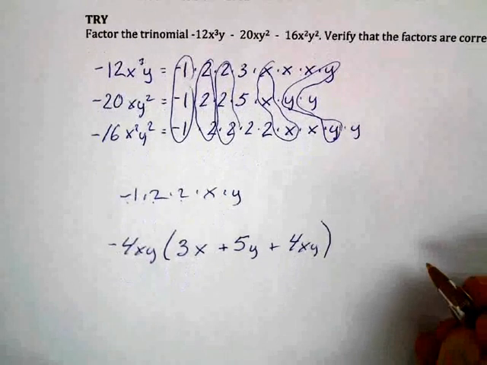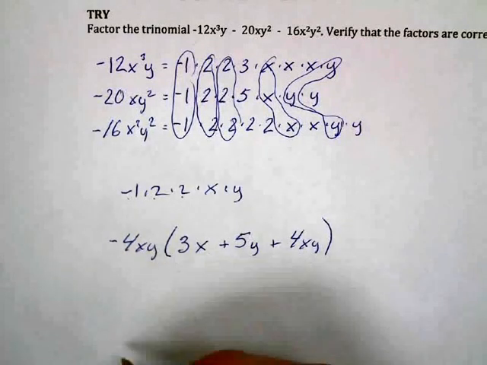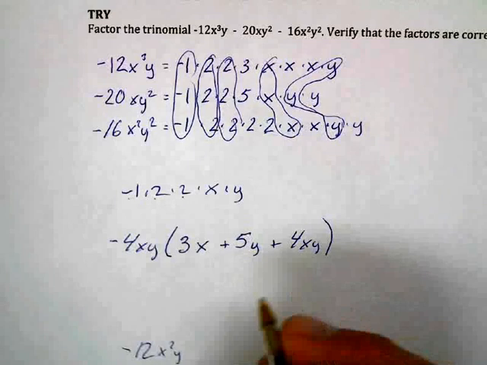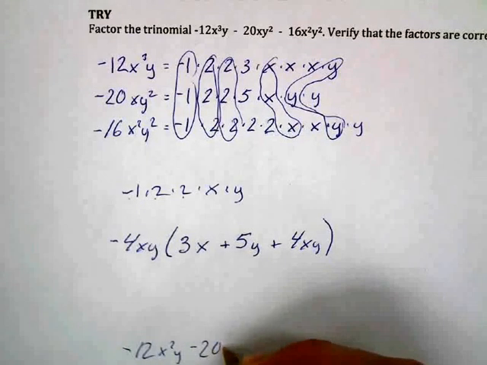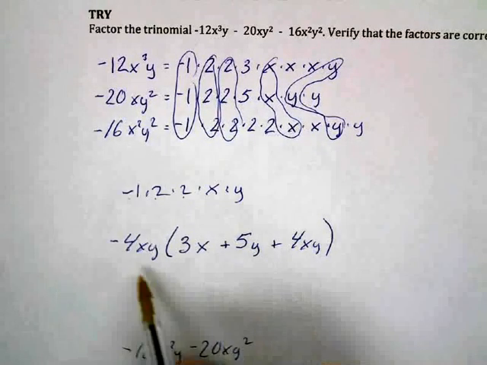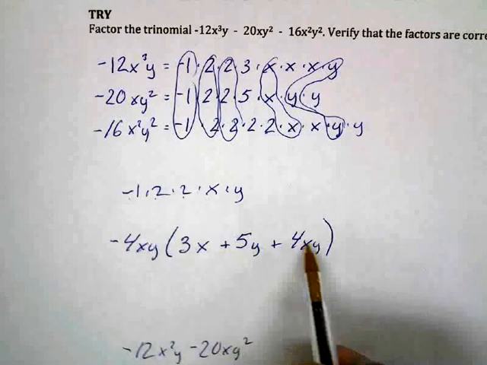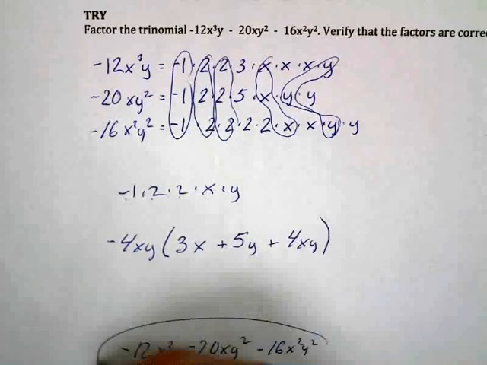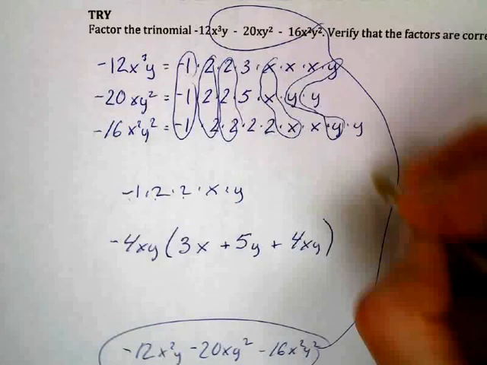A quick check to make sure it's right. Negative 4 times 3 is negative 12, x squared y. Negative 4 times 5 is negative 20, x y squared. And negative 4 times 4 is negative 16, x squared y squared. Same answer, correct.